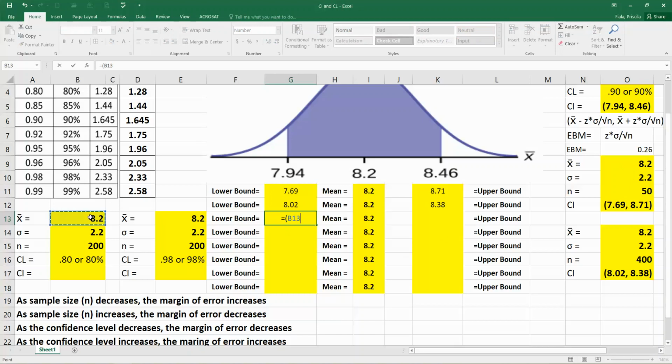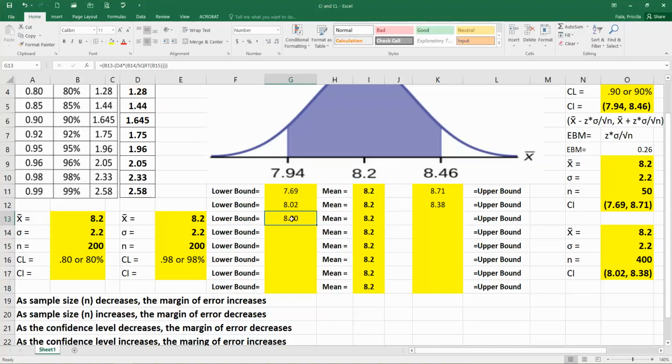We're gonna keep the same mean, lower bound, so you subtract. And then now instead of a 90% confidence interval, I want an 80% confidence interval. I'm lowering my confidence level, so I should decrease my margin of error. So times my standard deviation and divided by the original sample size, 200.